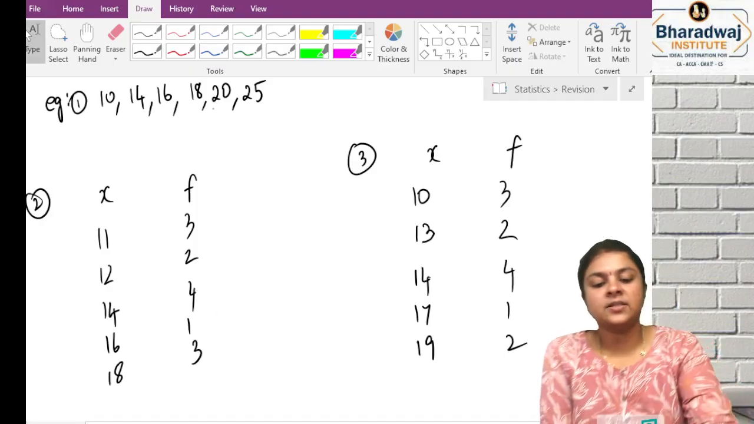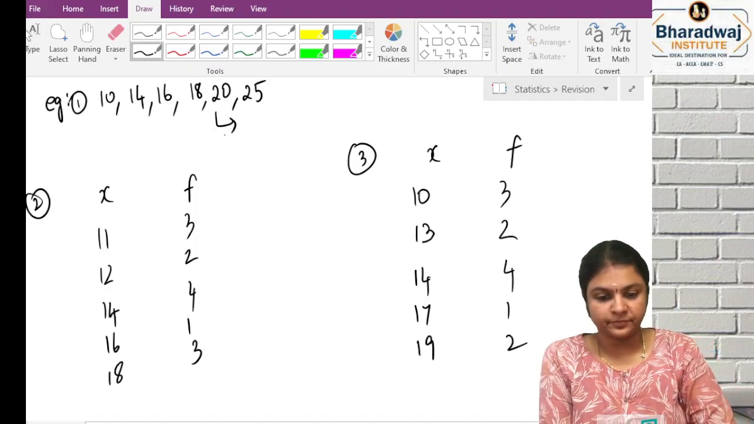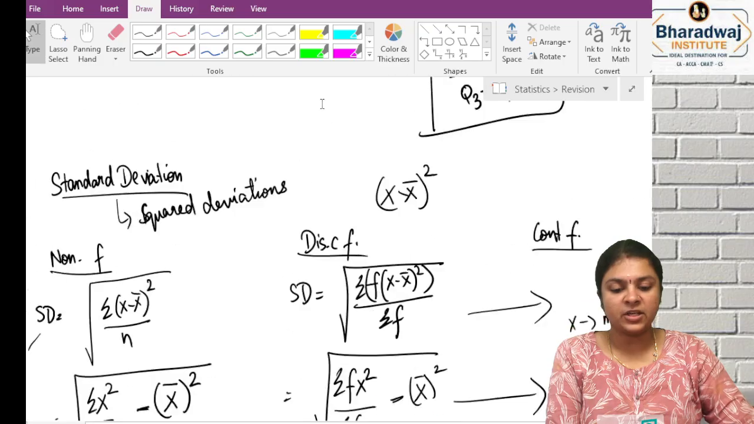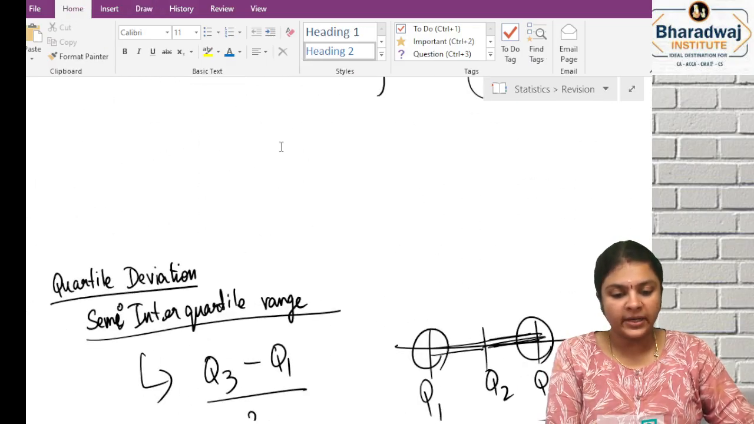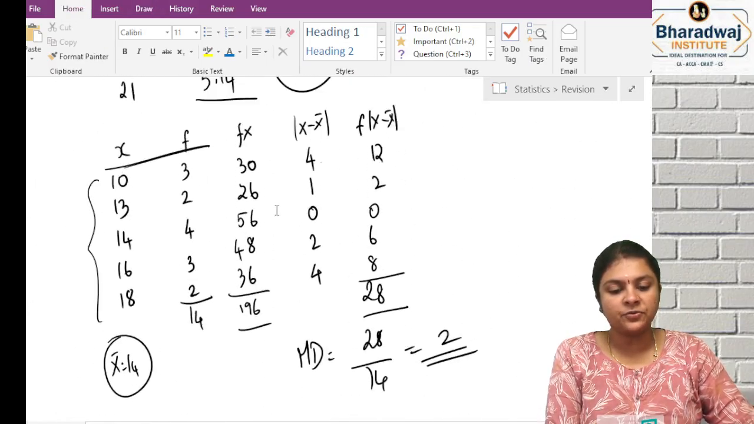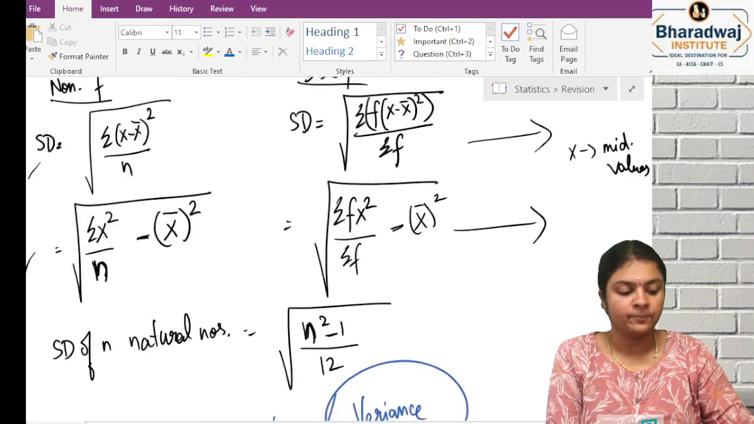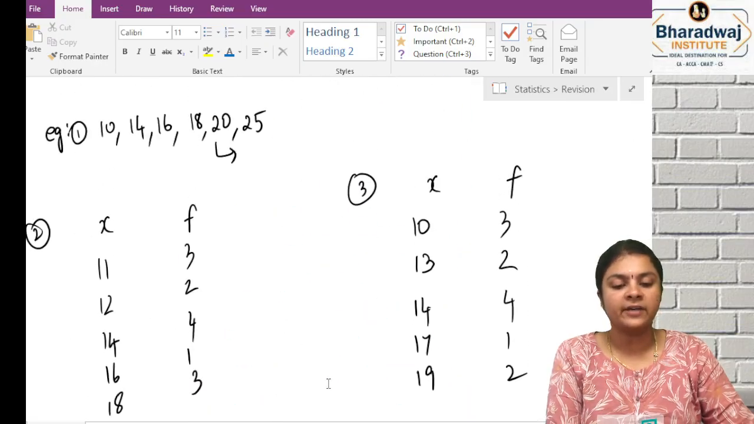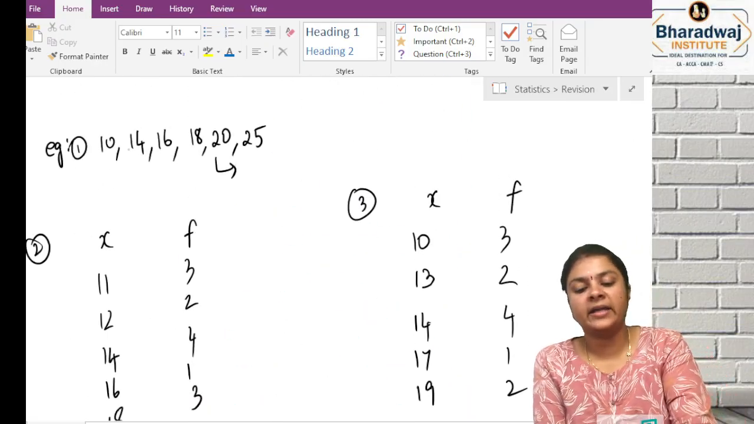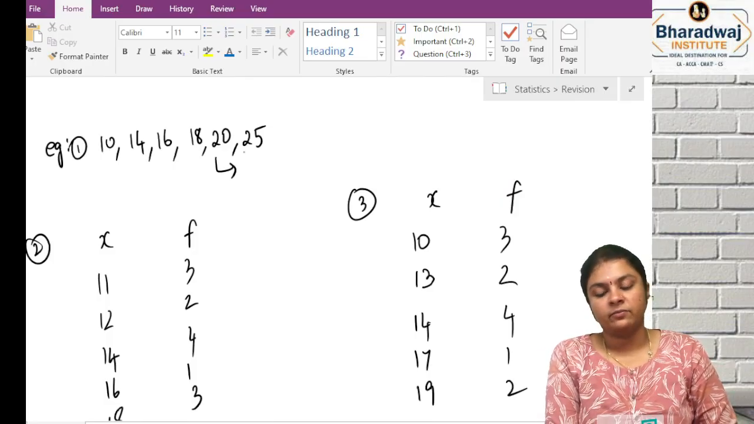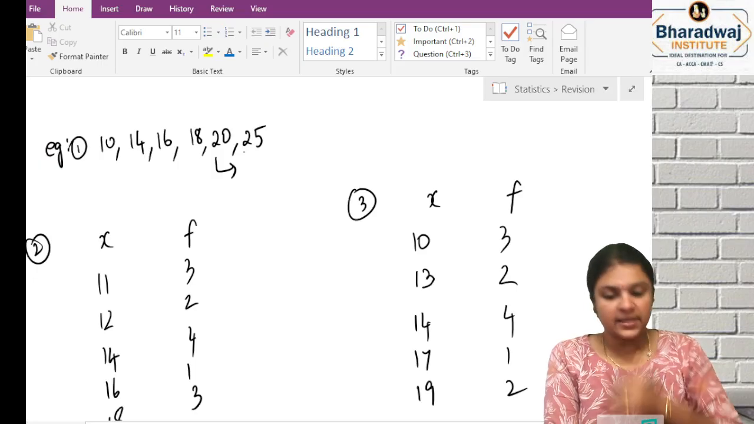Yes, what is the answer for the first one? Same manner like how we did mean deviation is what you're going to work out. The only difference is that instead of taking modulus, we will be taking x minus x bar the whole square. Or you can use the alternate formula. X square, you can take just the square of the values divided by n. Okay, so what is the answer for the first one?